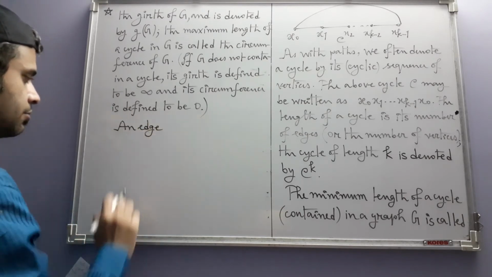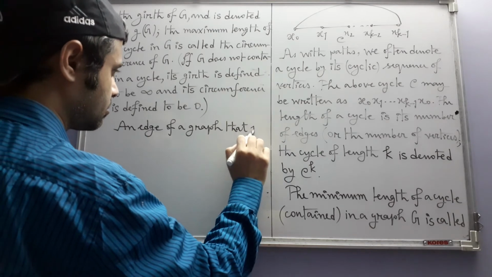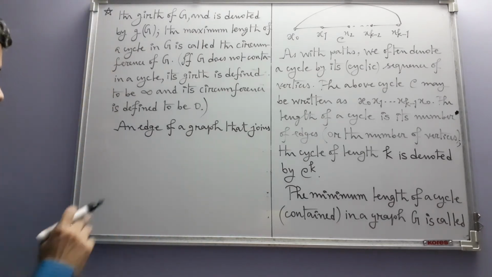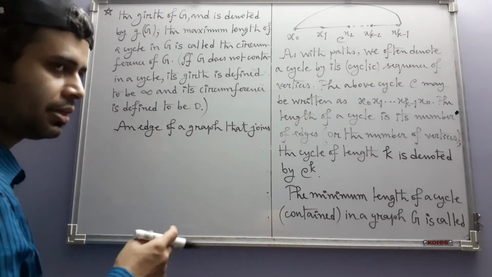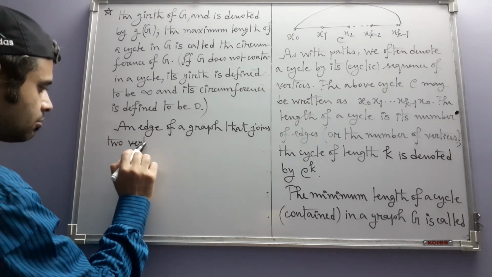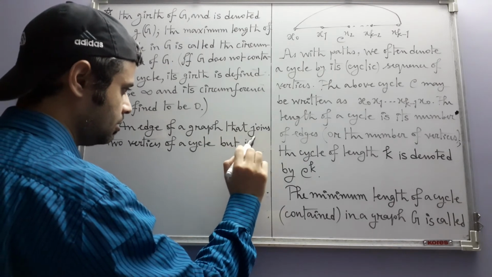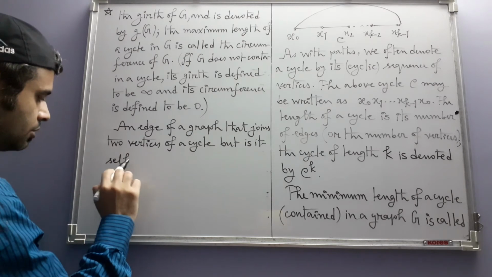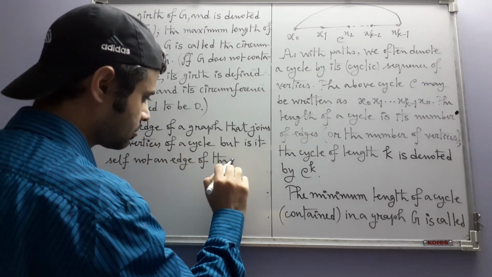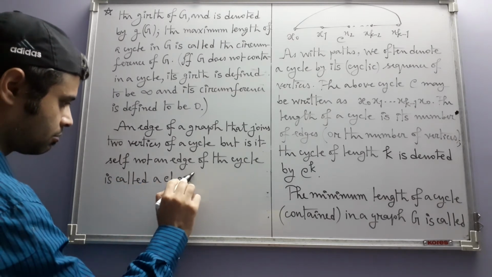An edge of a graph that joins two vertices of a cycle but is itself not an edge of the cycle is called a chord of the cycle. In fact, we can simply say an edge, but ultimately it's in a graph.